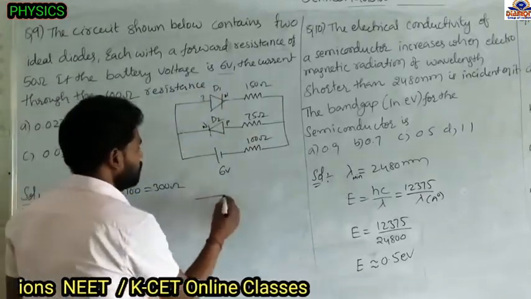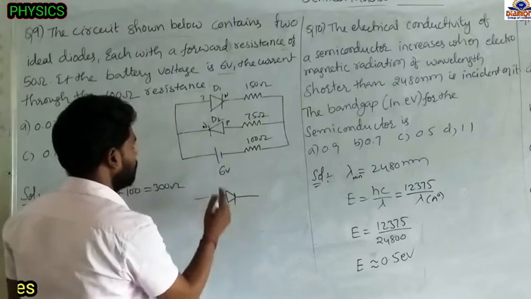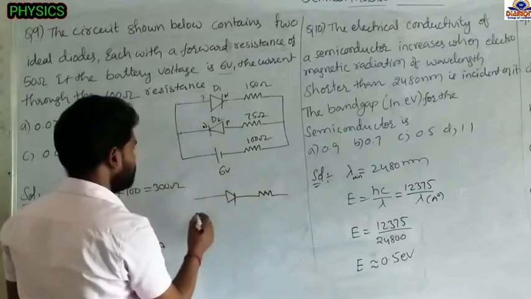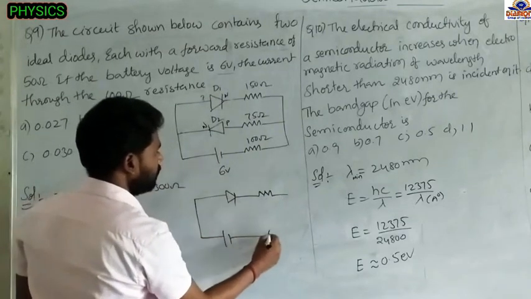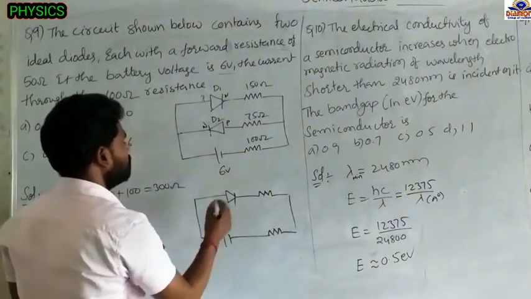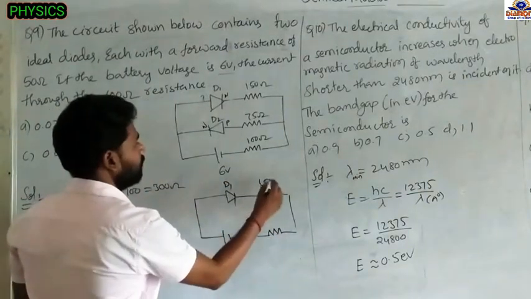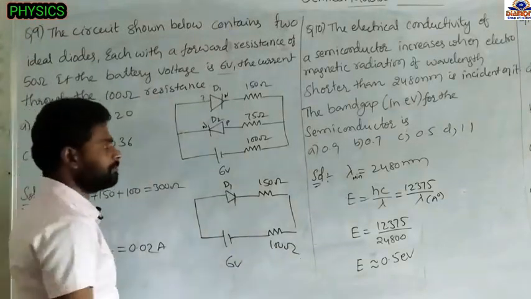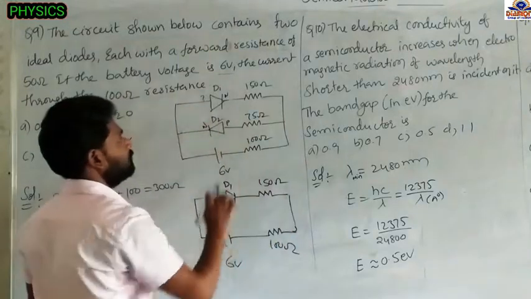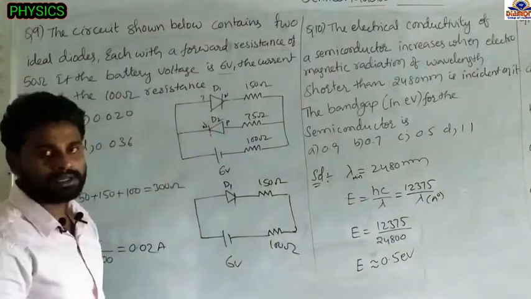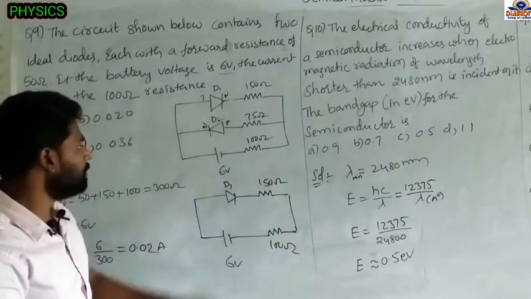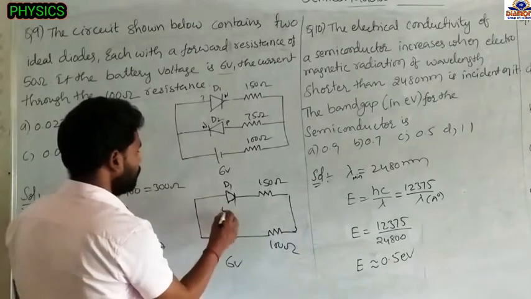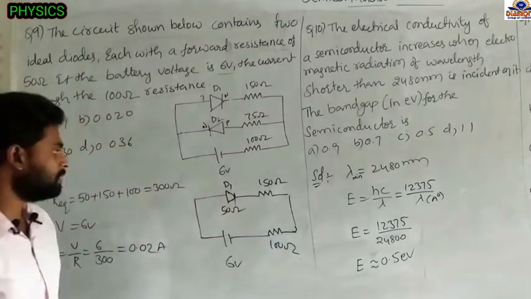Now see, I am redrawing this one. This is operating, and this one is in open circuit. Remove this branch. After removing this branch, the equivalent circuit is like this: this is the D1 diode, and here we have the 150 ohm, and this is the 100 ohm, and here the voltage is 6 volt. Why are we removing this one? Because this diode is in reverse bias, so it is an open circuit. This diode is in forward bias, and it is offering the 50 ohm resistance.